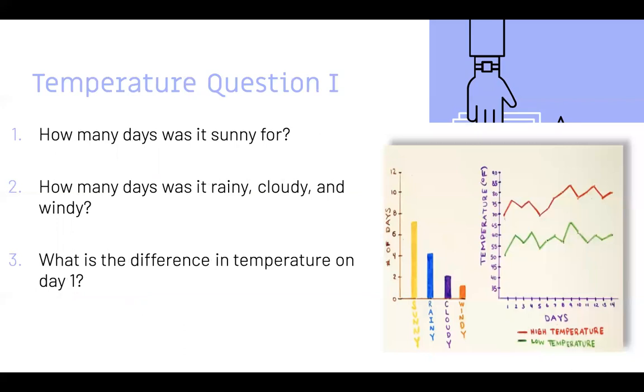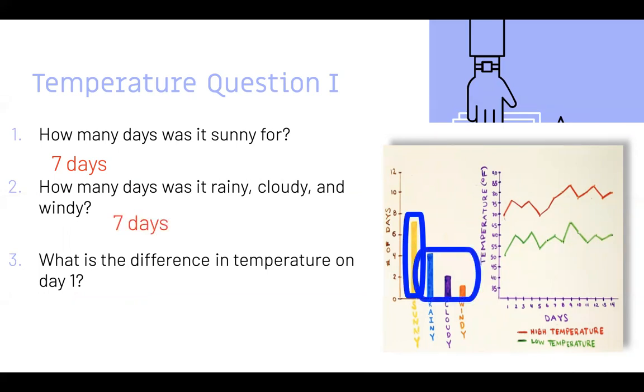One more, I apologize, a temperature question. How many days was it sunny for? So we look at that sunny chart on the left, see it's sunny for approximately 7 days. How many days was it rainy, cloudy, and windy? Well, we have to add rainy, which is corresponding to about 4, cloudy, which corresponds to about 2, and windy, which corresponds to about 1. So it's also about 7 days.